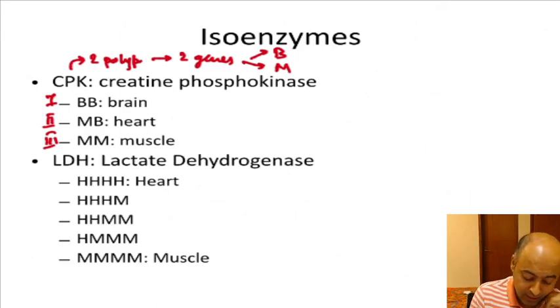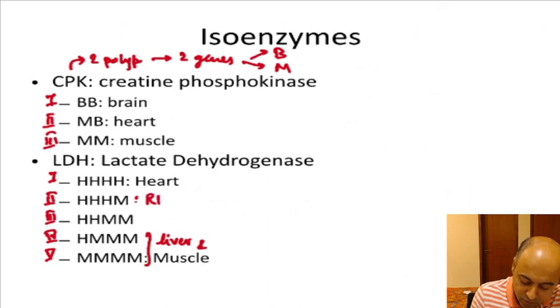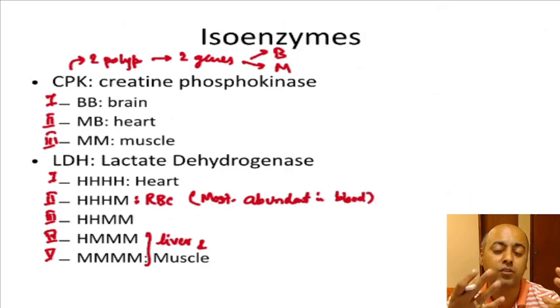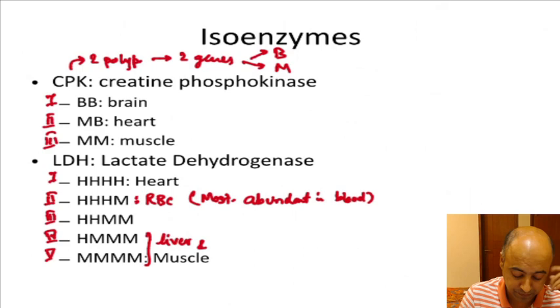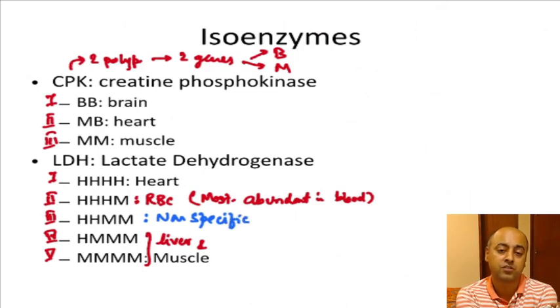Second example is LDH. You can see here five different subtypes, 1, 2, 3, 4 and 5. Type 1 is coming from the heart, type 4 and 5 both come from the liver and muscle. Type 2, which is the most abundant subtype, is coming from the erythrocytes. Please remember, this is the most abundant in blood. When you're measuring in the blood, this subtype is most abundant. Why? Because RBC will break down, so all of its content is coming out in the blood. The type 3 is non-specific. It is synthesized by a large number of tissues.